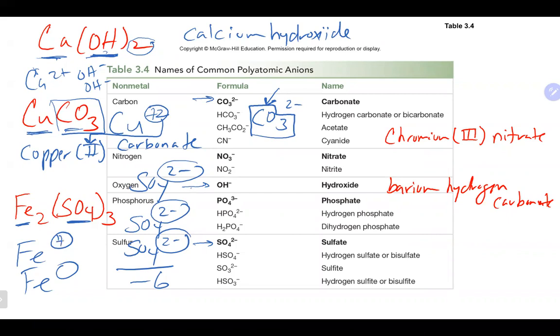So each of these irons would be +3, and we would need a Roman numeral. So this name here would be iron Roman numeral 3 for the charge. And again, even though there are 3 of these sulfates, it has no effect on the name. It would just be sulfate at the end. So iron Roman numeral 3 sulfate.